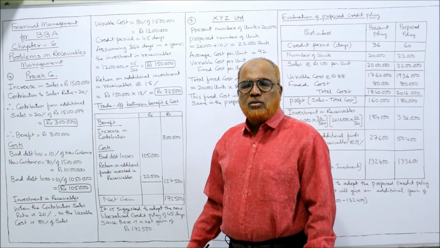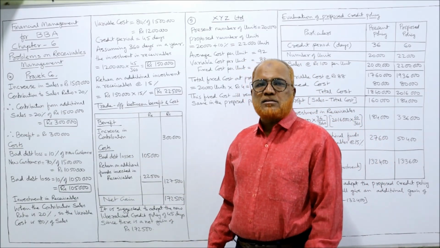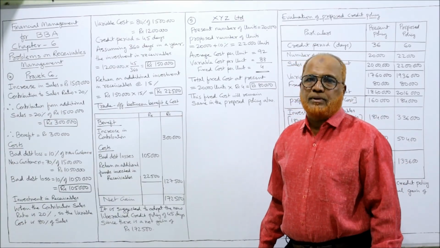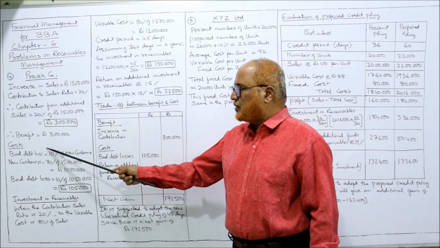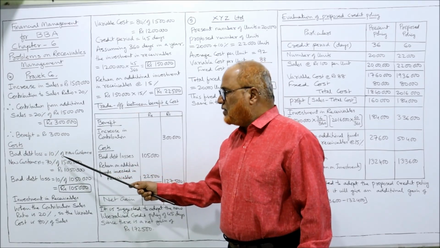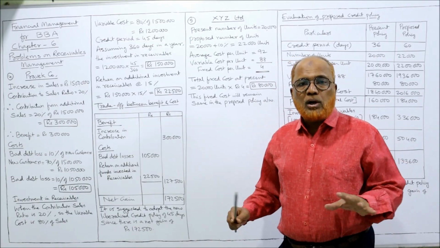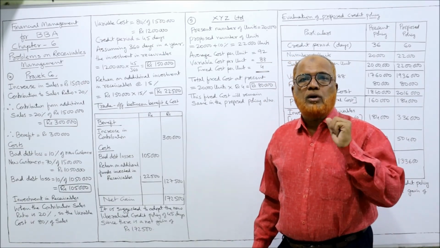Now the costs. The two costs are bad debts and the return on additional investment in receivables. So first of all, bad debts, irrecoverable debts. It is given in the problem as 10% of new customers, not all customers, only on new customers.